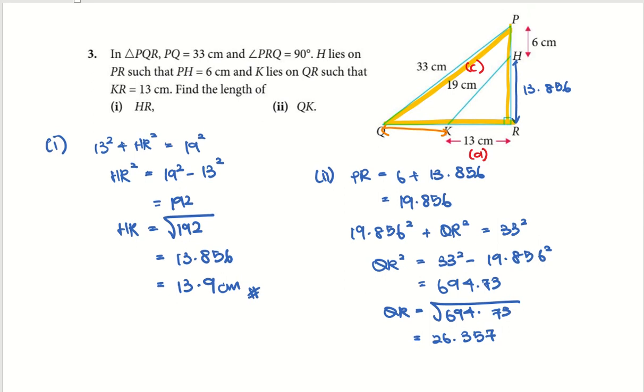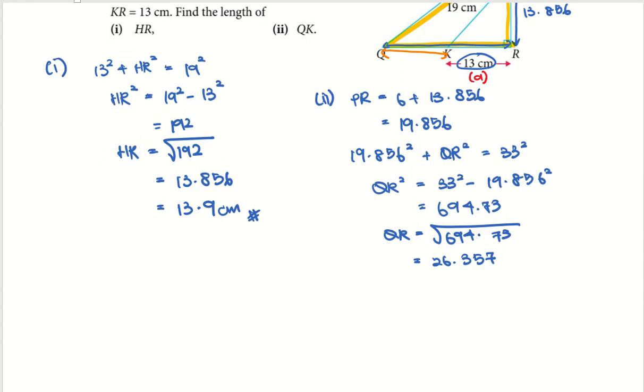So what is the point of us finding QR? Because if I know that QR is your length 26.357 and knowing that KR is 13, you can easily just subtract off to find your final answer, which is QK. So last but not least, therefore, QK will just be 26.357 minus away 13 cm. That will be 13.357, and don't forget to round off to 3SF, 13.4 centimeters. Final answer, and this is the last part of the video.